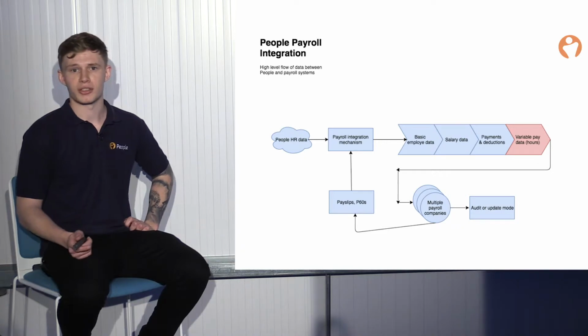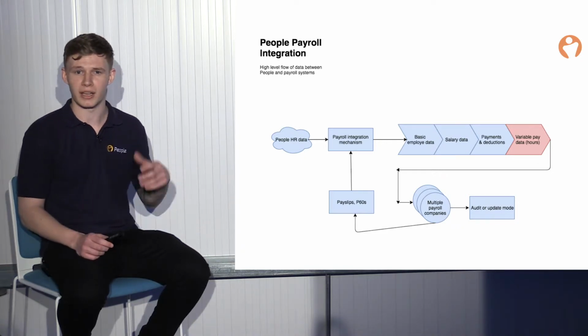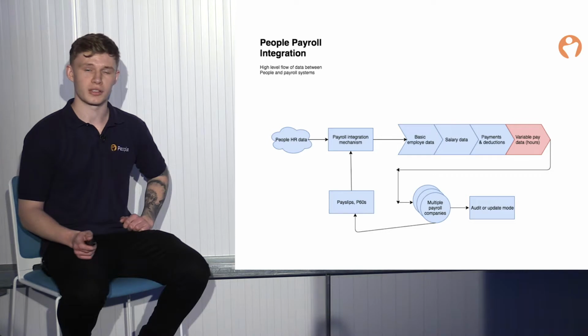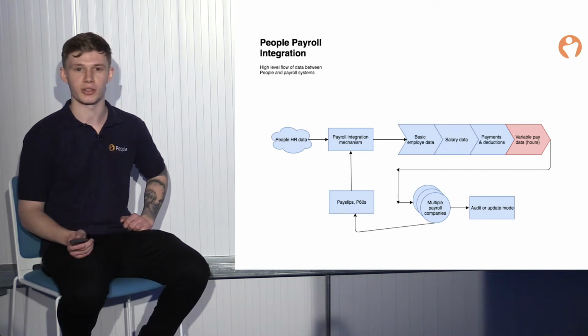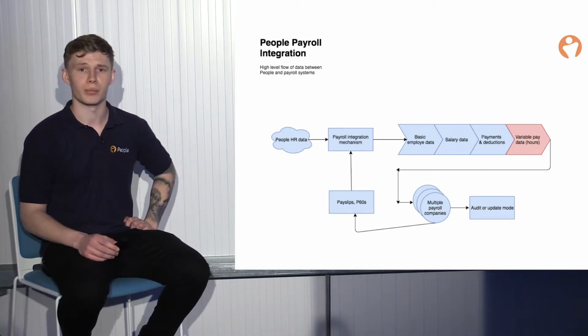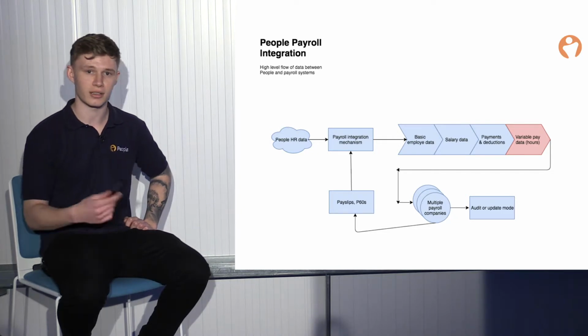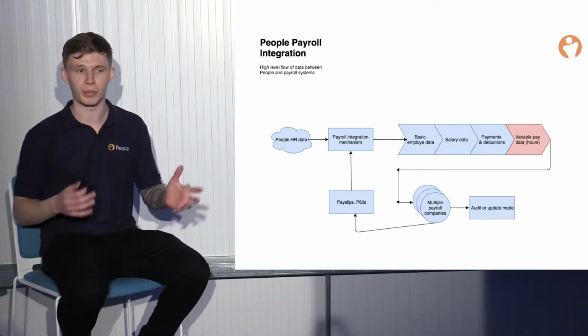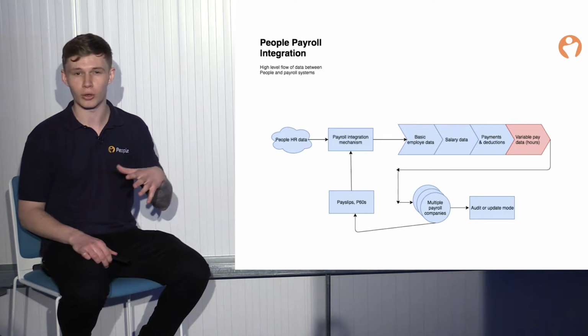And payments and deductions. Under People, we have an area called the logbook, where you can store a number of different payments and deductions. So these can range from things like car allowances, childcare vouchers, one-off bonus payments, and we can transfer all that into payroll.